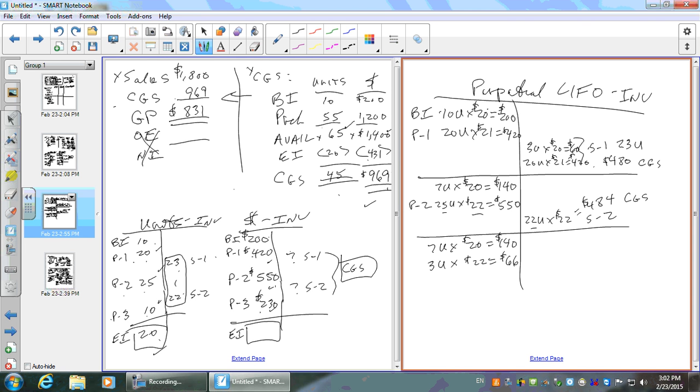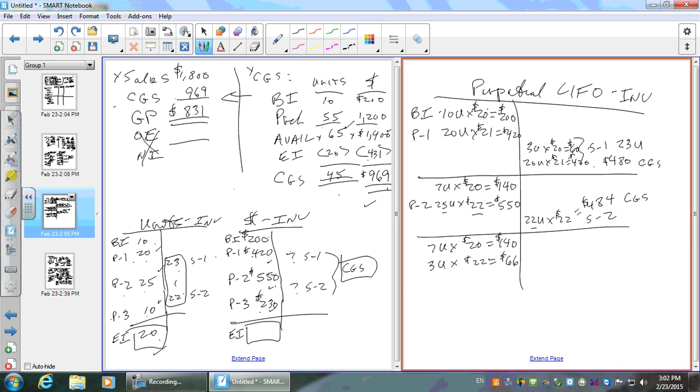Everybody good? Okay. And obviously, $690 less 484 must be what? 206. Did it work? This was 690. We took away 484. It should be 206 left. Did it work? I think so. Let's hope so. Right.